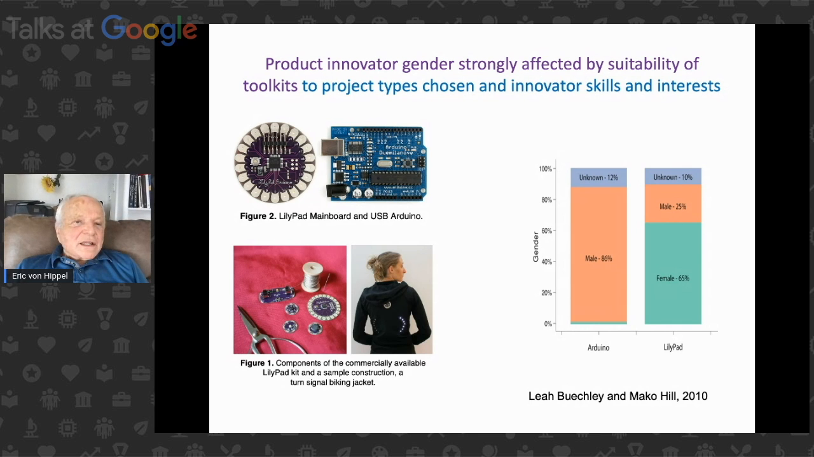So you see that lily pad circle thing on the left? Each of those little leaves is a connection, and you sew to them with silver thread to create circuits. With those, you can see all of a sudden 65% of the activities were done by women. So when you're creating a toolkit, you want to create a toolkit that fits the capabilities, skills and interests of the innovator. It's an interesting design problem that we're now engaged in.